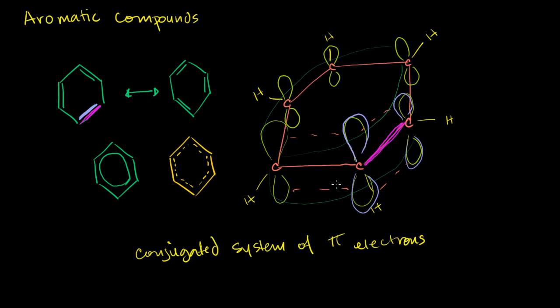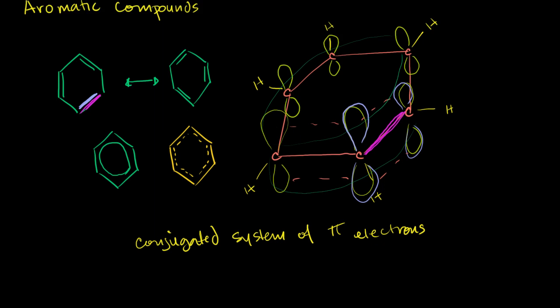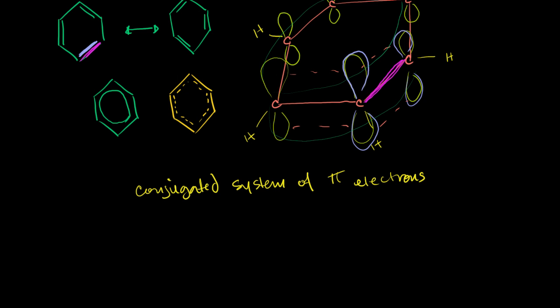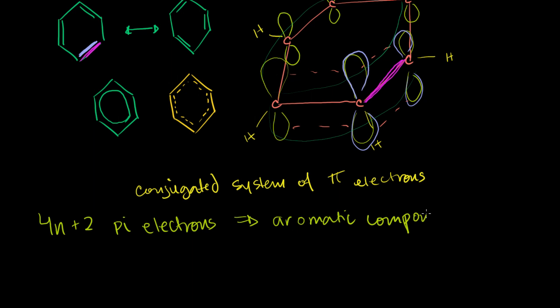And the most typical one you're going to see is a 6-carbon chain with 3 double bonds, benzene, or things derived from it. But there actually are more general ones. In general, anything that has 4n plus 2 pi electrons in a cycle is going to have aromaticity, or is going to be an aromatic compound. So let's just confirm this actually works.